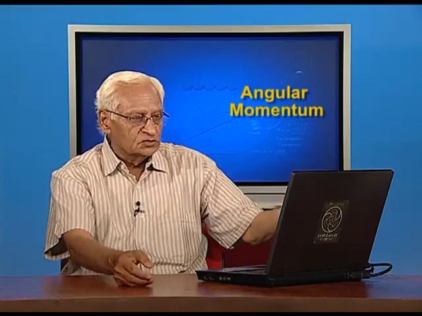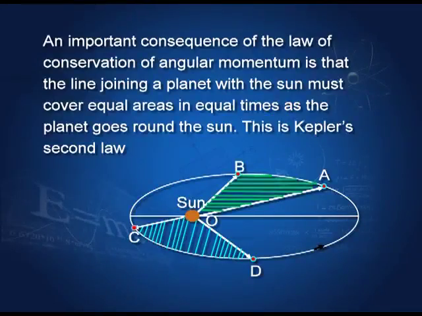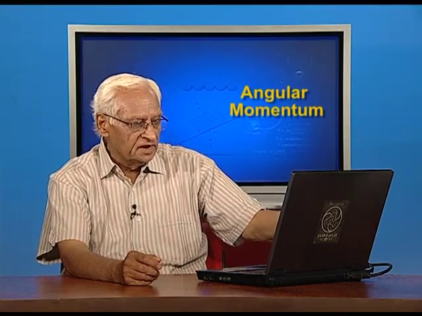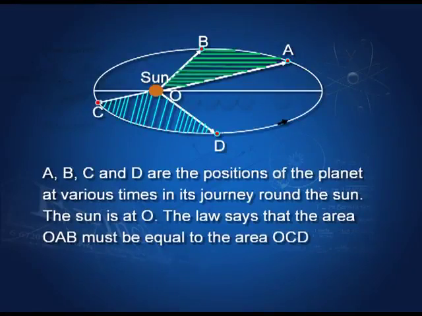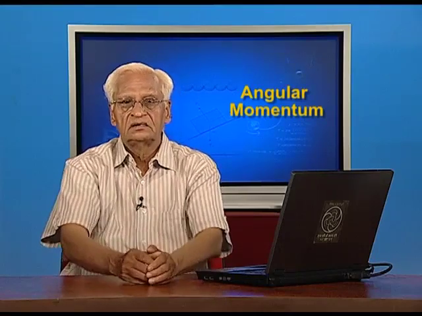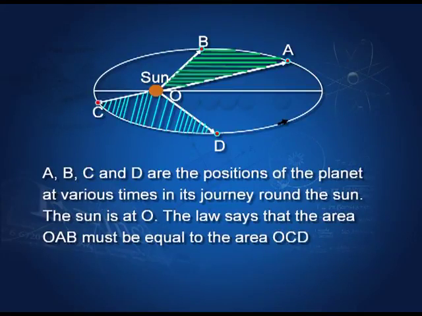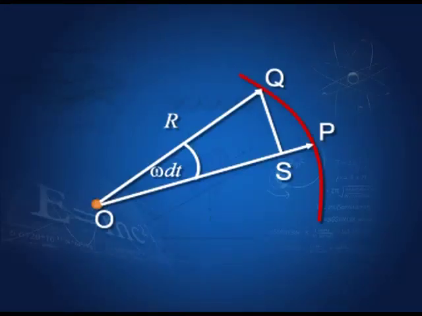Another important consequence is what is known as the second law of Kepler. What is the second law of Kepler? That if a planet is going around the sun, then the area traced out by it in a certain time must be equal to the area traced out by it in an equal time. So, if A, B, C, D are the positions of the planet around the sun, then area AOB must be equal to the area COD. This is what is known as the second law of Kepler. This you must have done in gravitation. Now, this is also a consequence of the conservation of angular momentum.